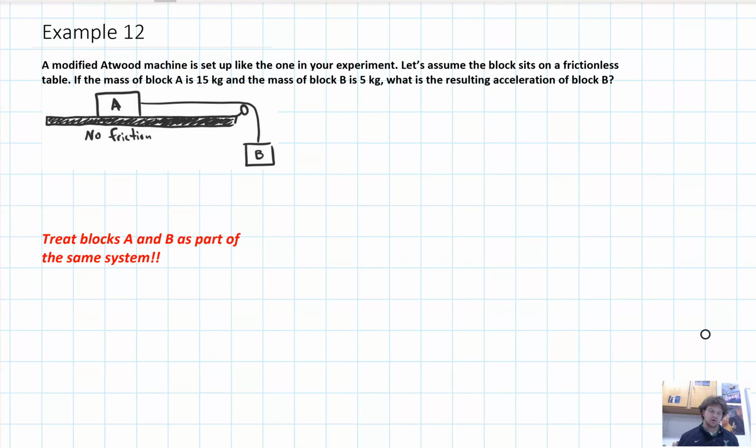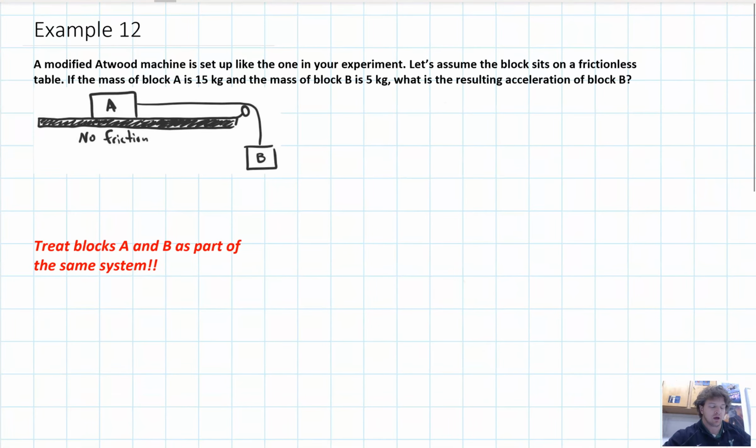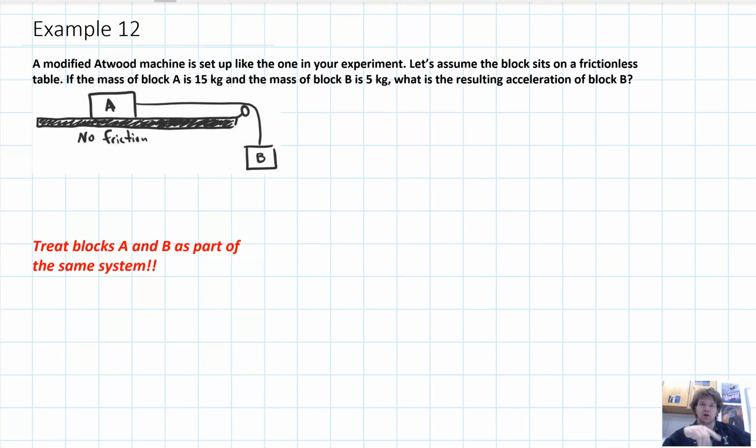Example 12. So we'll start with example 12. We have a modified Atwood machine, which is in the setup that you see on your paper. Anytime you have a pulley and one of the sides of that pulley is on a flat table, that's called a modified Atwood machine. All right. So like you see right here, we want to make sure we treat both those blocks as part of the same system, or a group of objects, which is our definition for system.